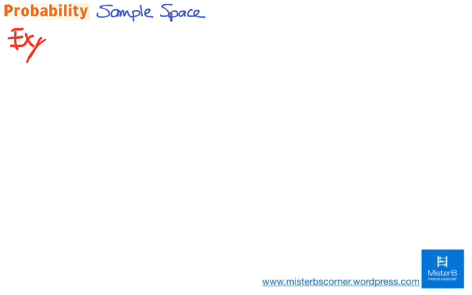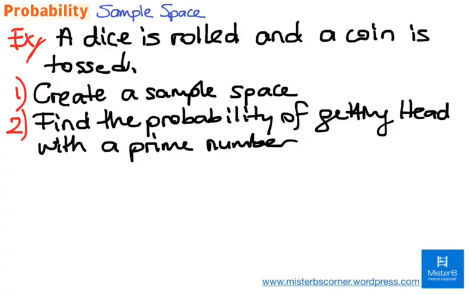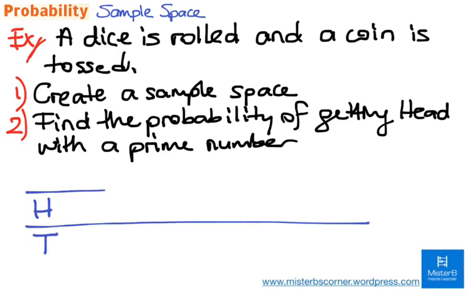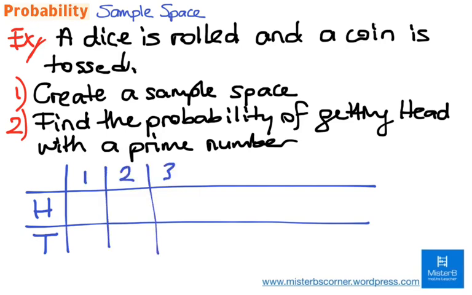Let's see another example. A dice is rolled and a coin is tossed. Create a sample space, and find the probability of getting head with a prime number. Now, maybe you can just do trial and error to answer the second question, right? But creating a sample space will make it more systematic. Basically, what you're supposed to do is to go like heads and tails on one side, and then you go like 1, 2, 3, 4, 5, and 6 on the other side.